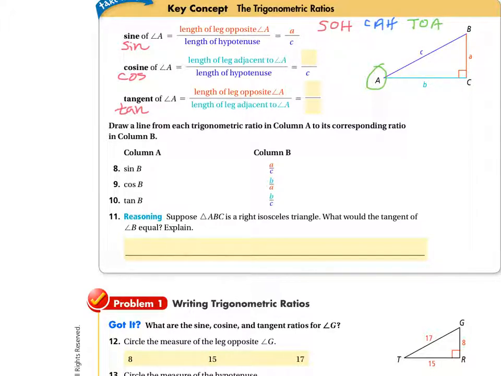You ready? No. Do you have a question, dear? Yeah. We haven't applied it yet, so don't panic. Okay, so what's your question?